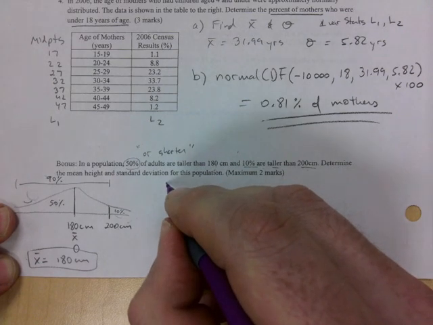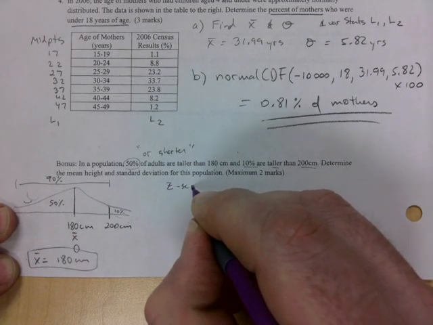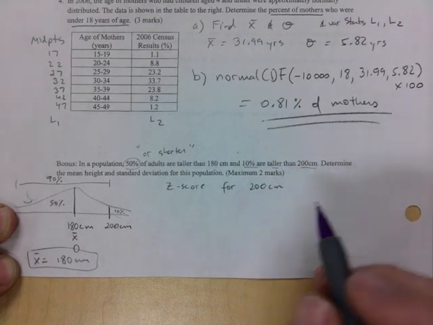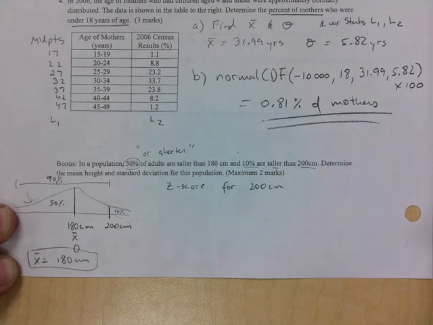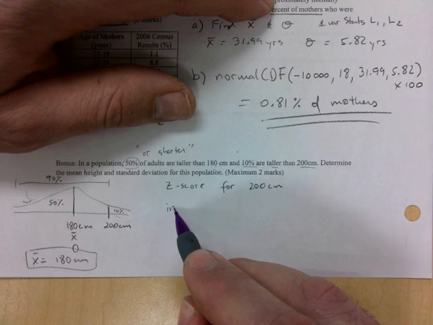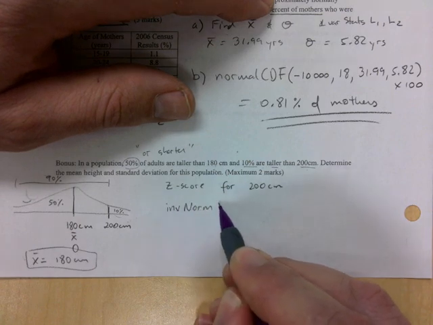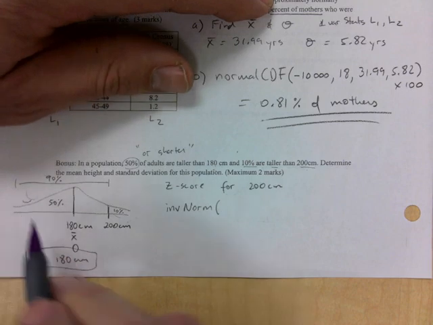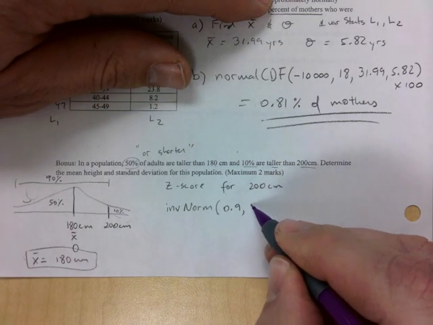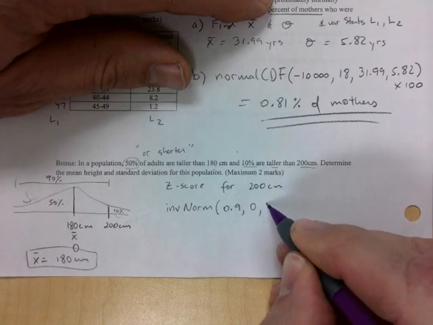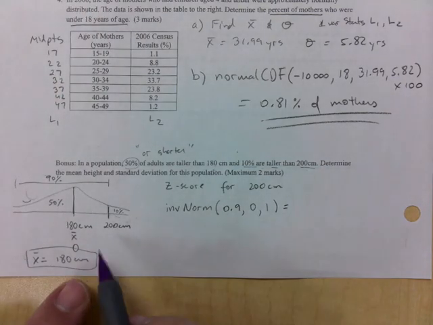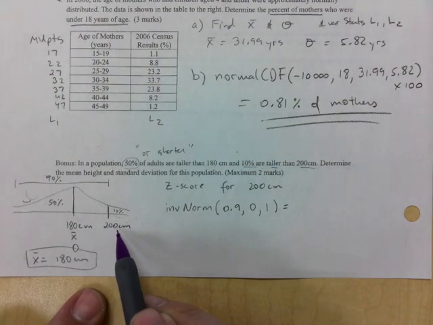So basically the z-score for 200 centimeters, for a height of 200 centimeters, would be this. Inverse norm of 90%, 0.9, would have an average of 0 and a standard deviation of 1. Here I'm going to get, this is going to give me the z-score for a height of 200 centimeters. Okay.